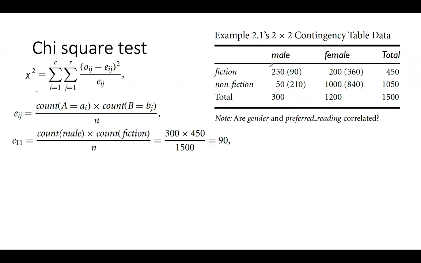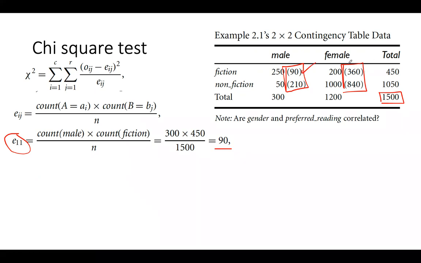Now, E11 means first row, first column. First row, first column is 250. For now, just ignore this because this is what we want to compute. This is the expected value, and the actual value is 250. The total number of males here is 300, multiplied by the total number of fiction, which is 450. Divided by the total number of people in the population, we get 90, and that's how we get this.